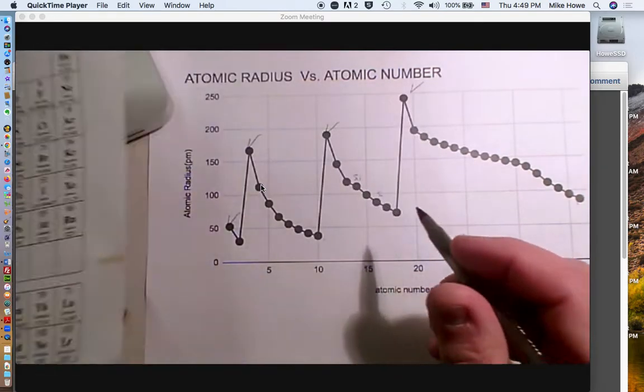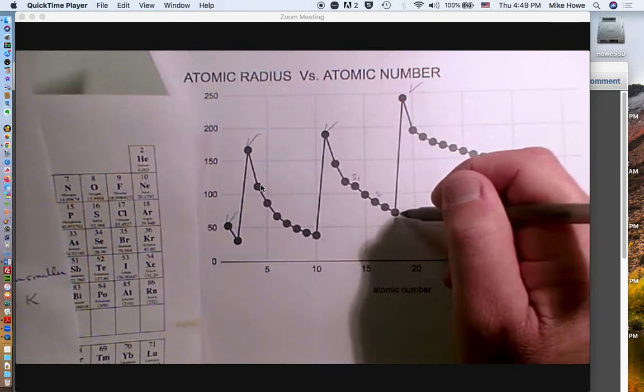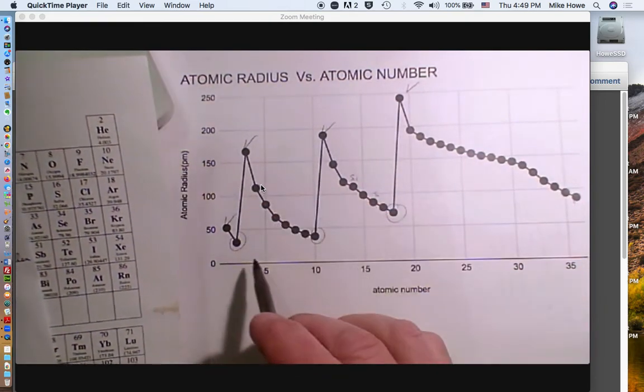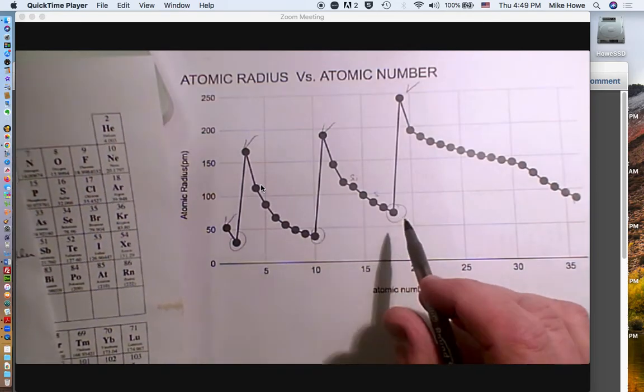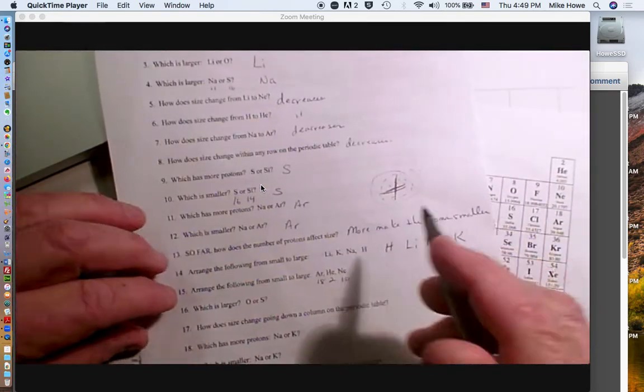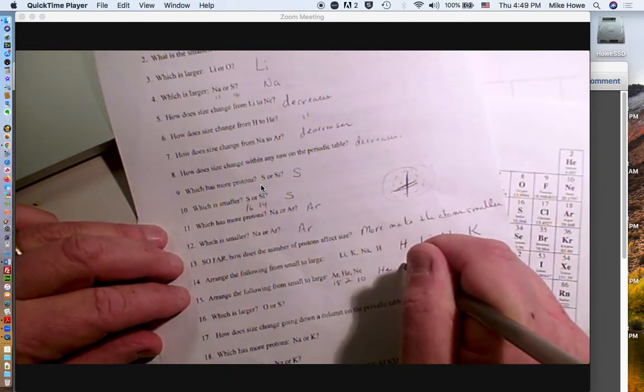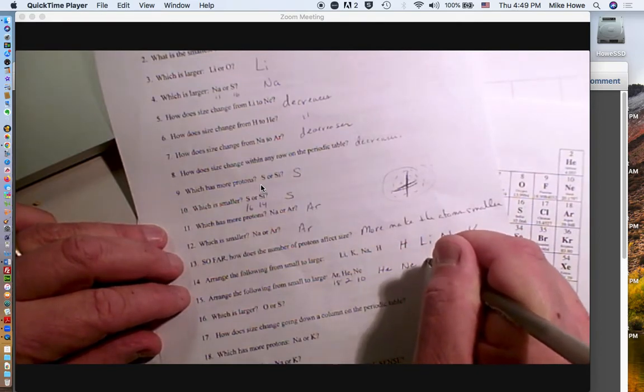And then if we look on the graph, 18 is here, 10 is here, 2 is here. So it looks like helium's the smallest, and then neon, and then argon. So helium, neon, argon.